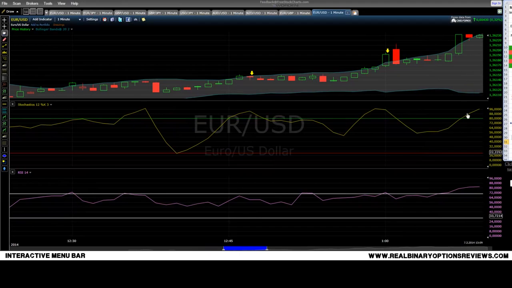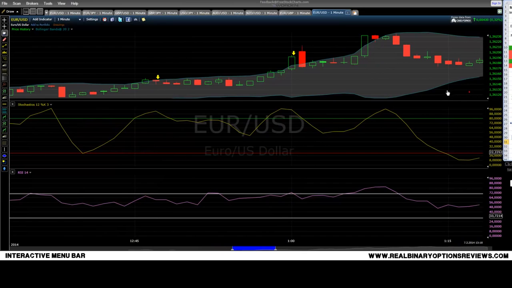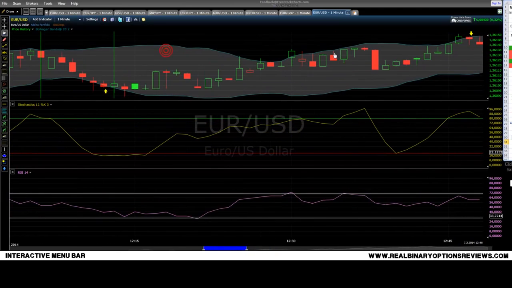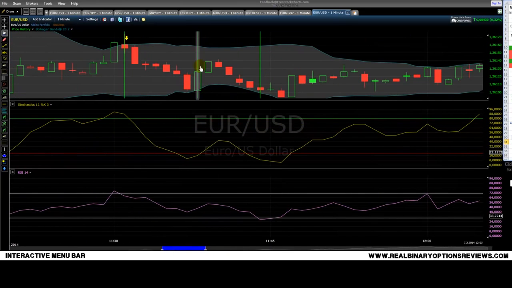And again, there's a strong break here, but we only get a confirmation of the Bollinger at this candle. So let's see what would happen if I would enter here. It would be a winning trade, and also if I would wait for the confirmation from the stochastic line, this would be a winning trade. So obviously you can see how very successful this combination of Bollinger Bands and the stochastic line can be.